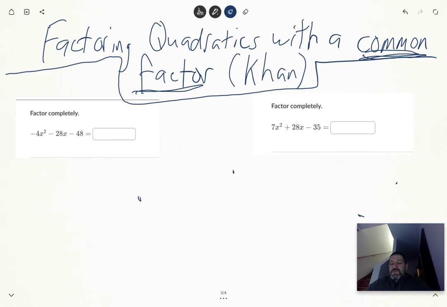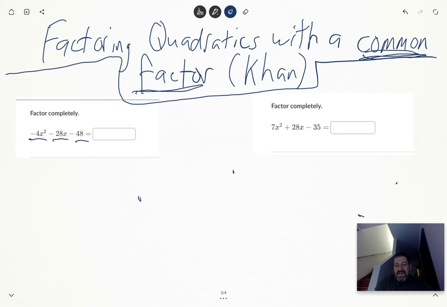Okay, so there is a term I can take out of all three of these terms before I do my diamond method and factor here. So what goes into all three of these terms here? Negative 4x squared minus 28x minus 48.